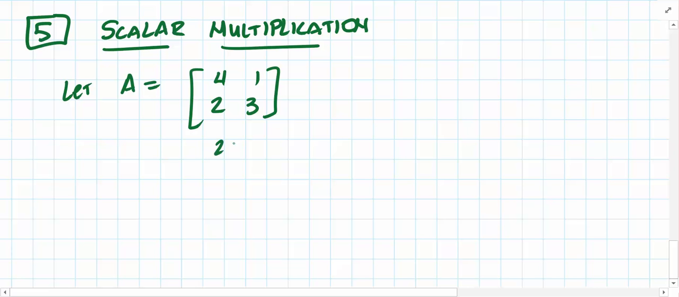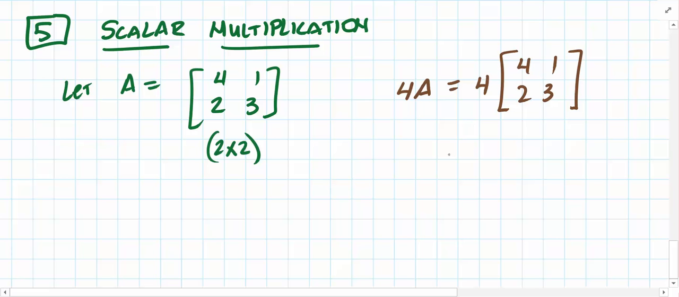And what I am interested in right now is what would 4A look like? What would 4 times matrix A look like? Exactly. All that means is we take the number 4 and we multiply it by matrix A, which is defined as 4, 1, 2, and 3. You just multiply every entry by that scalar of 4. So it doesn't make a 2 by 2 an 8 by 8, right? It makes a 2 by 2 another 2 by 2, but every entry is 4 times what it was before. So as an answer, I'm thinking I would get 16, 4, 8, and then 12, right?